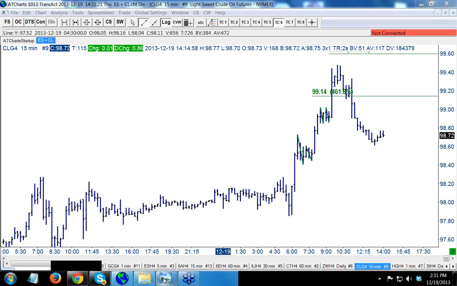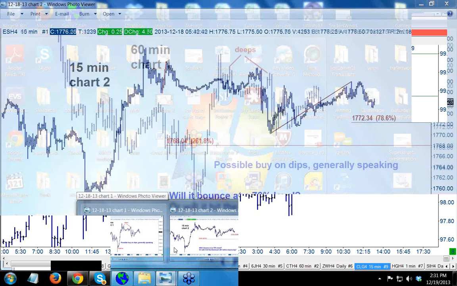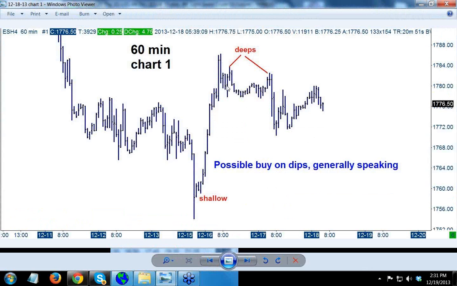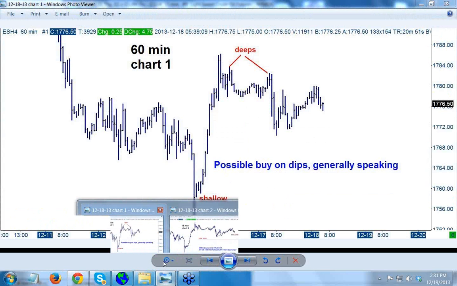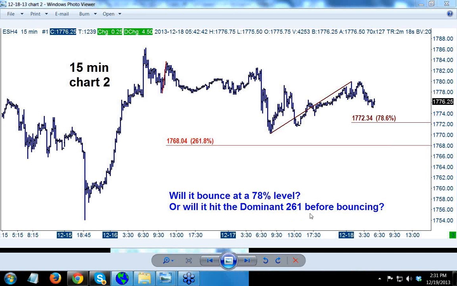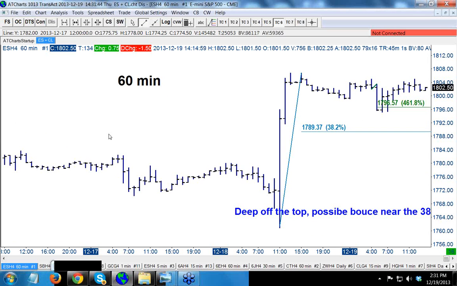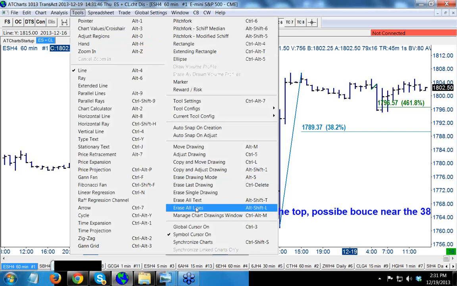On the S&P, I had this thing. Okay, possible buy on dips. Again, deeps here, shallows there, right? With a bounce at the 78, over to go down to the dominant 261. Now, yesterday on the S&P, this was another. Well, you have to play the S&P.